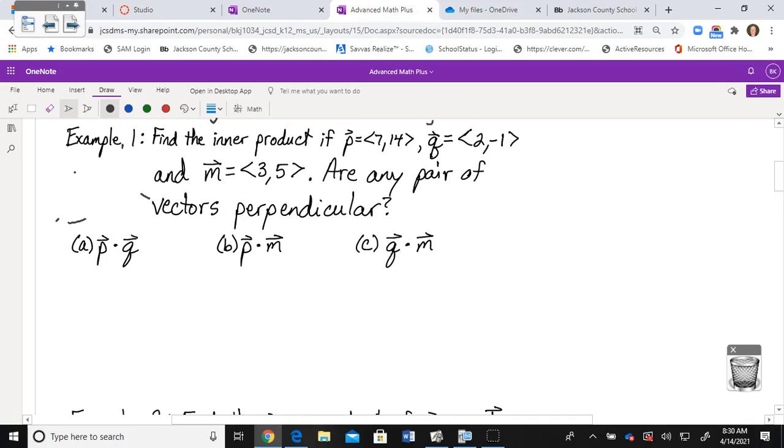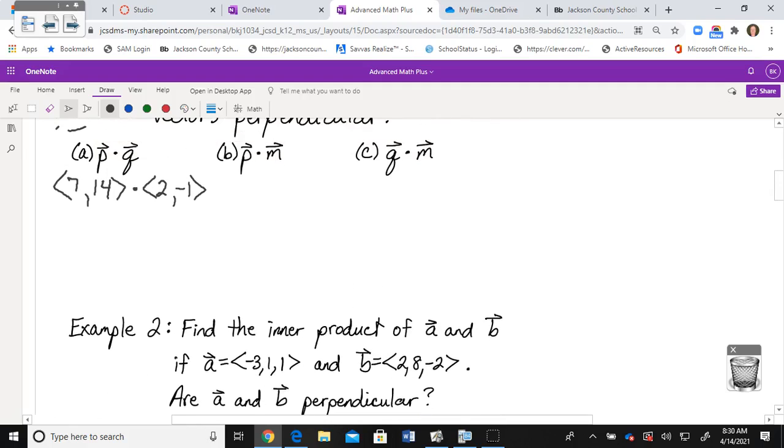Find the inner product if vector P is 7, 14, vector Q is 2, -1, and vector M is 3, 5. Are any pair of vectors perpendicular? Okay? So all we're going to do is plug in our vectors. What's vector P? 7, 14, dot product with Q, which is 2, -1. Okay? So, again, real easy math here.